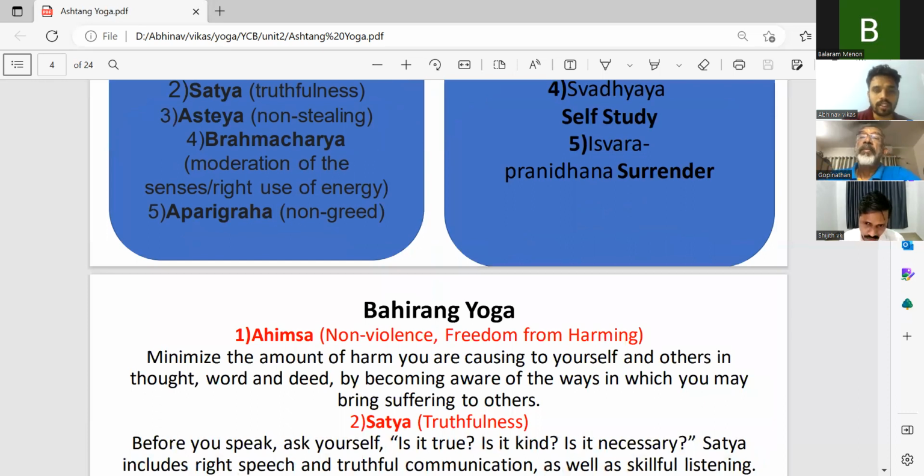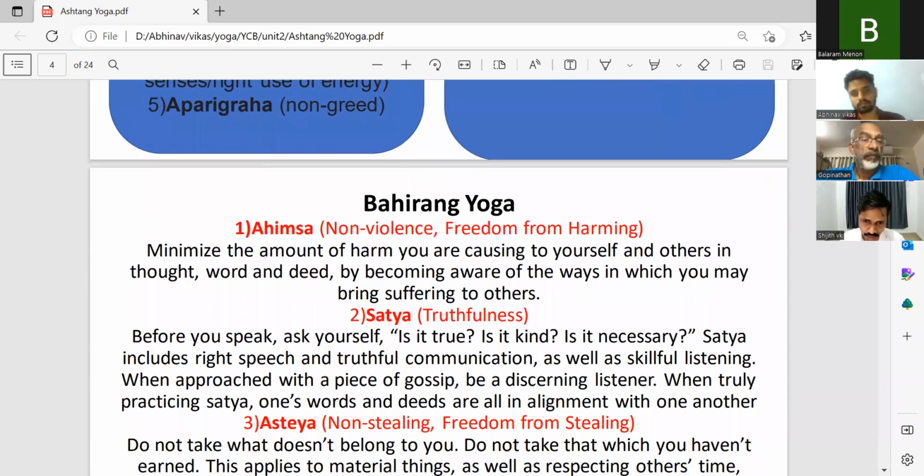We'll come to the Bahiranga Yoga. What is the first limb? The first limb is Yama: Ahimsa, Satya, Asteya, Brahmacharya, Aparigraha Yamaha. Ahimsa Pratishthayam Tatsannidhau Vairatyagah. Ahimsa means non-violence or freedom from harming.